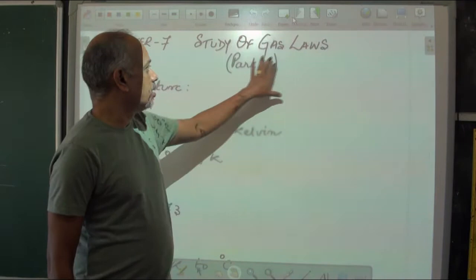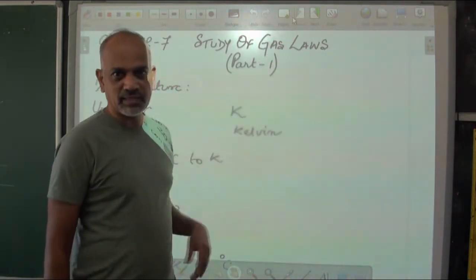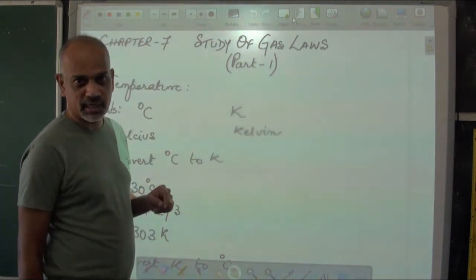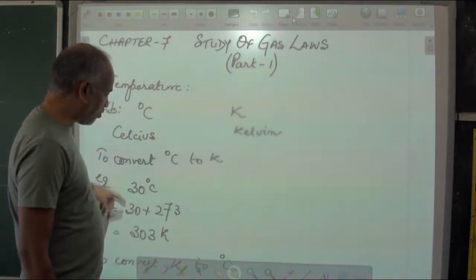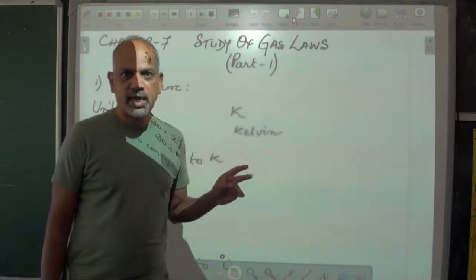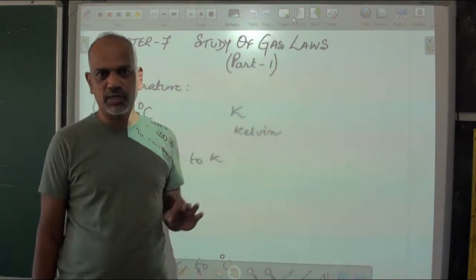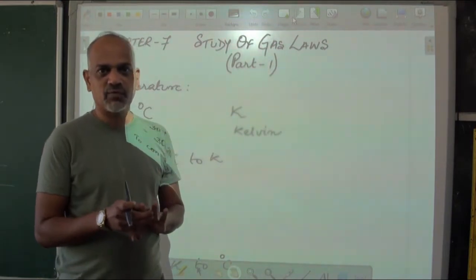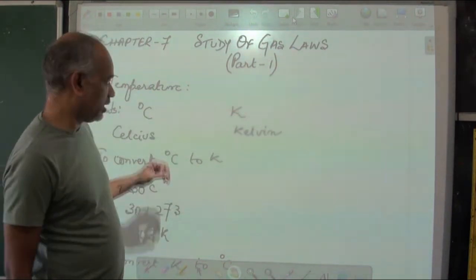Now, talking about gases, the properties of gases depend on three different quantities. The first quantity is temperature, the second one is pressure, and the third one is volume. Three different quantities: temperature, pressure, and volume.